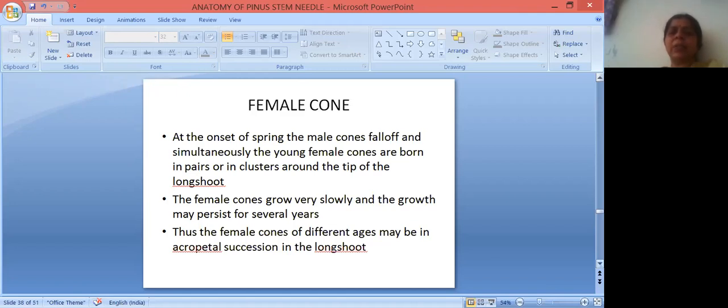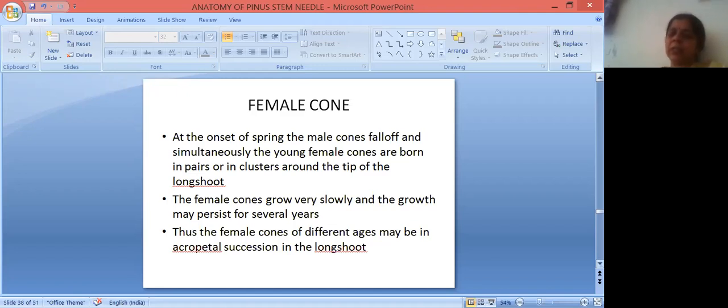Then, when the microspore is formed by the reduction division of the microspore mother cell, that leads to the gametophytic generation. So, the formation of two gametes from a single microspore is called male gametophytic development.